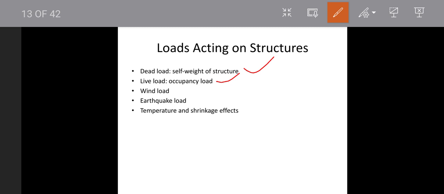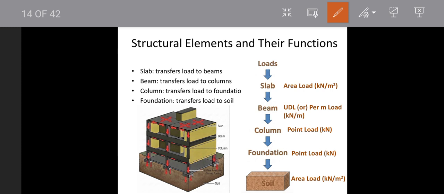So these are the different types of loads which act on a structure, and the structural elements and their functions. We know that the load is acting on the structure, but how is the load transferred from the structure to the ground? Generally, the slab is the first portion where the load will act, and from the slab the load gets transferred to the beam, from the beam to the column, from the column to the foundation, and from the foundation to the soil.